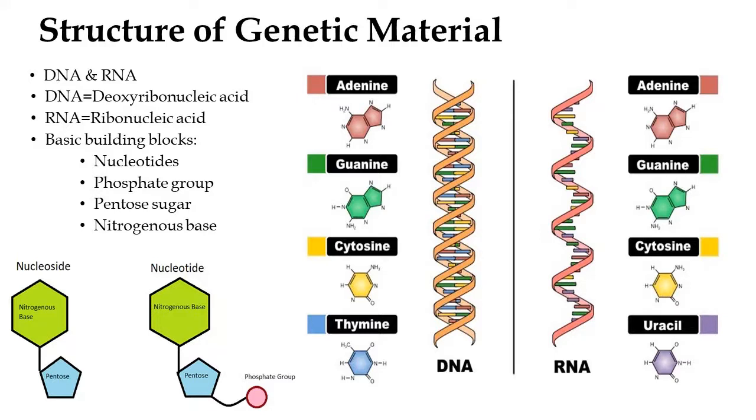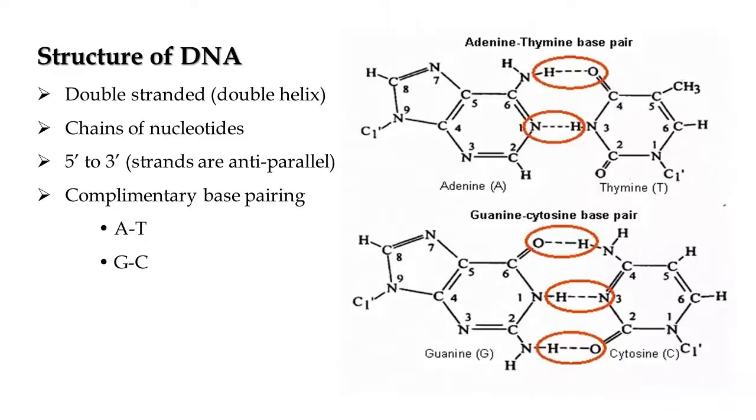Now, your adenines and guanines are your purines. Cytosine, thymine, and uracil are your pyrimidines. Now, the structure is of a double helix. You have a chain of nucleotides which are anti-parallel to each other. This double-stranded helix is held together by base pairings between adenine and thymine, where 2 hydrogen bonds are placed, and guanine and cytosine, where we have 3 hydrogen bonds.